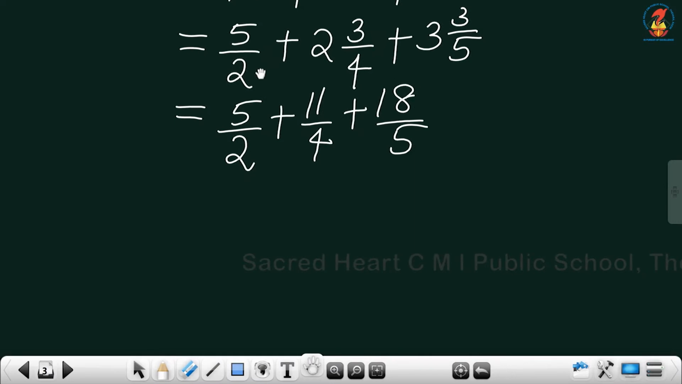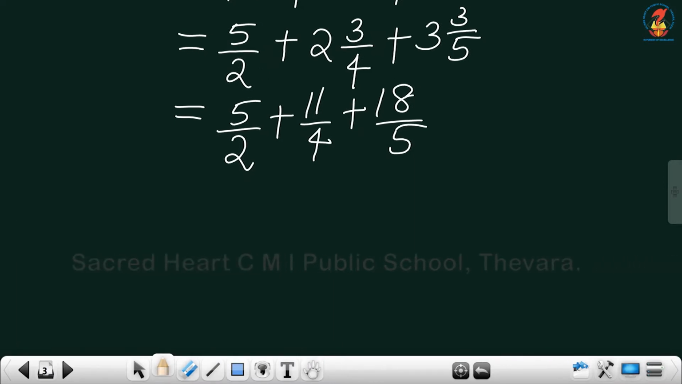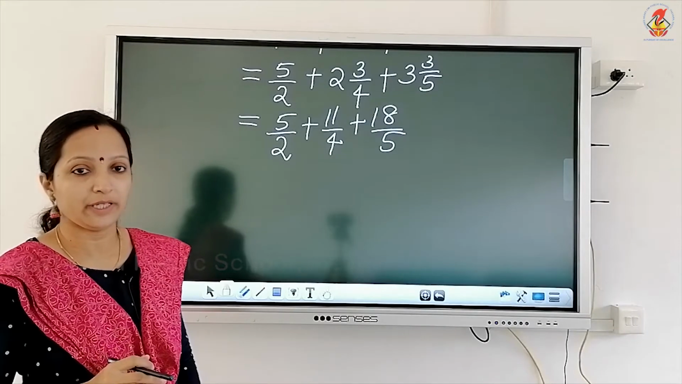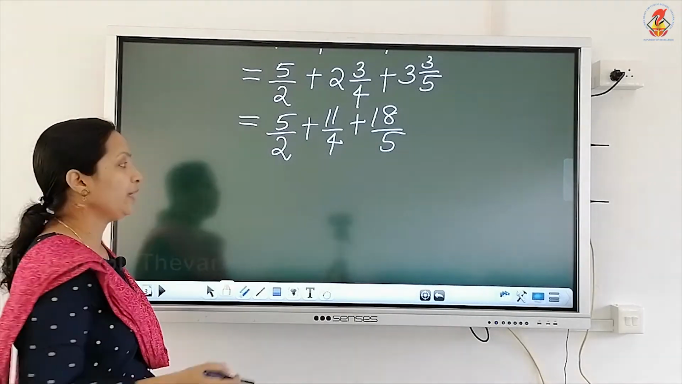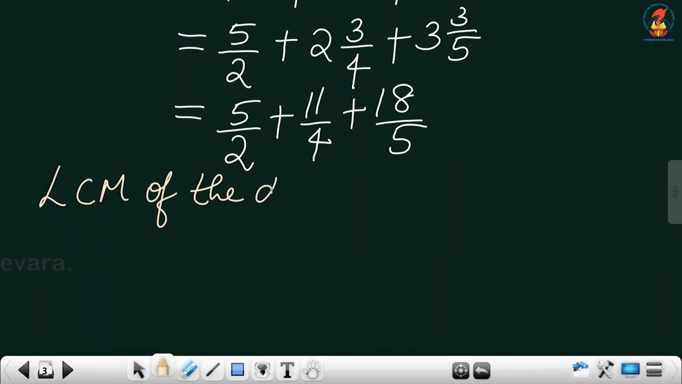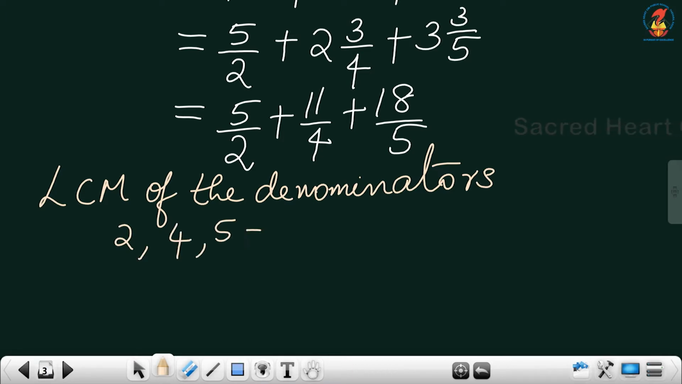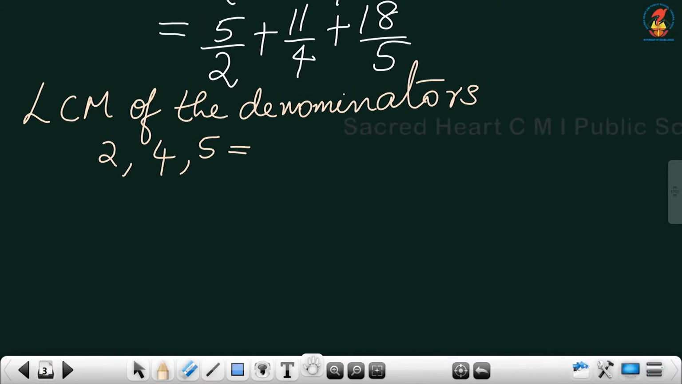Now look at the question. All these fractions are unlike fractions. Unlike fractions means what? All the fractions are having different denominators. So if you want to add this type of fraction, what do you have to do first? We have to find the LCM of the denominators, is it? LCM of the denominators. So 2, 4 and 5. So find out the LCM. In your working column you have to find the LCM.